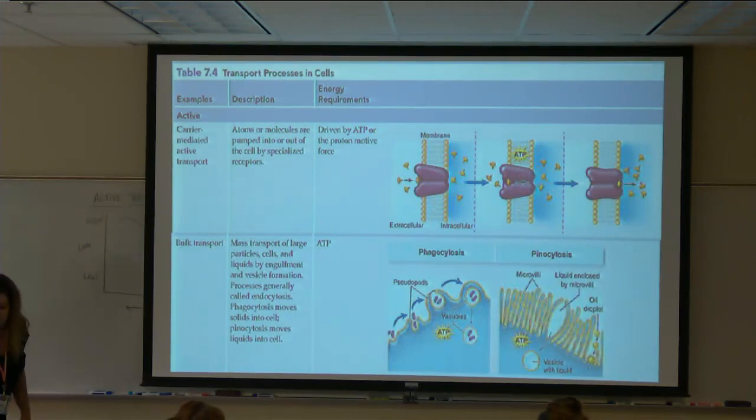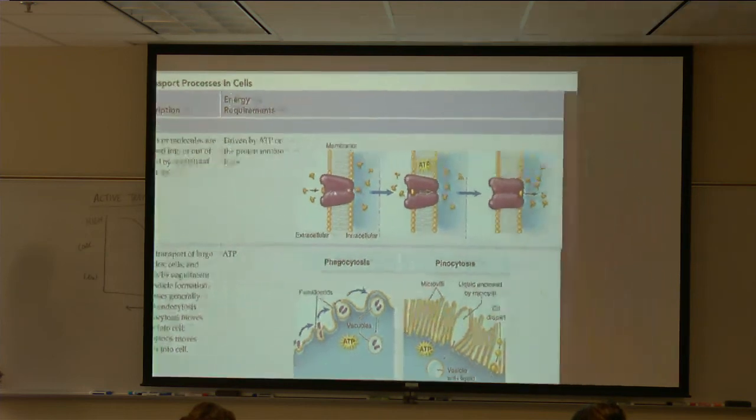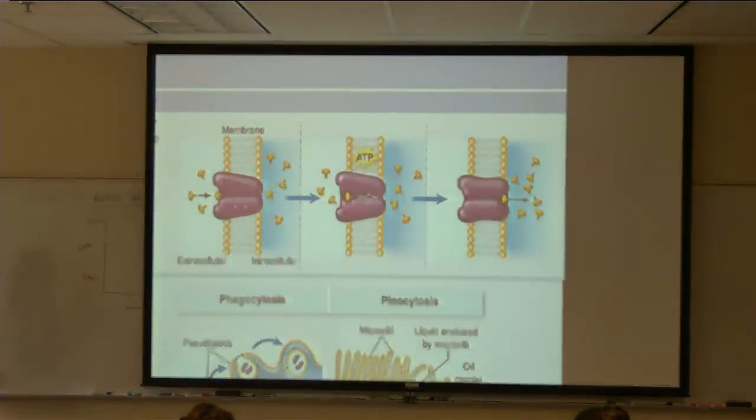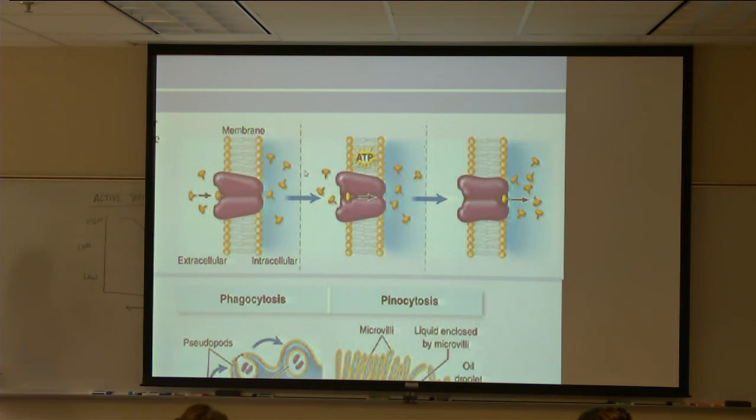Here's a little schematic, this one I'll zoom in on. This is table 7.4, continued. We can see active transport with the permease here, going from an area of low concentration to high. So you're going against the grain, up the gradient, against the gradient, and that requires energy.